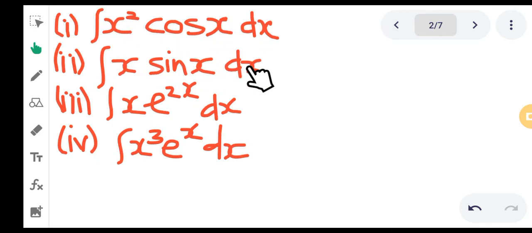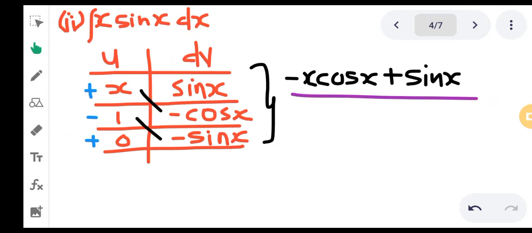So let's see how we can use it to solve question 2. It's the same thing, the same approach. So you make your u to be x, the one that approaches 0 easily. Okay, then the dv to be the other side, which is sine x. So you differentiate the left part and you integrate the right part. When you differentiate x, you are going to get 1. When you differentiate 1, it's a constant, you are going to get 0. Immediately you reach 0, you stop.